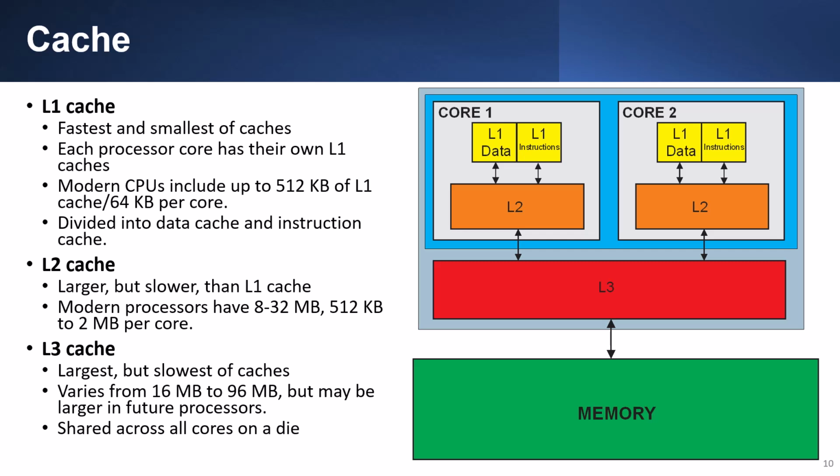Today, processor cache is divided into 3 levels: L1, L2, and L3. L1 is the fastest and smallest of the three, while L3 is the largest but slowest of the three. Each processor core will have its own L1 and L2 cache. While the L1 is divided into data and instructions cache, L2 and L3 are not. L3 cache is shared across all cores on a die. As you can see, L1 cache is only 64 kilobytes per core, and the L3 cache can be 16 megabytes or larger.